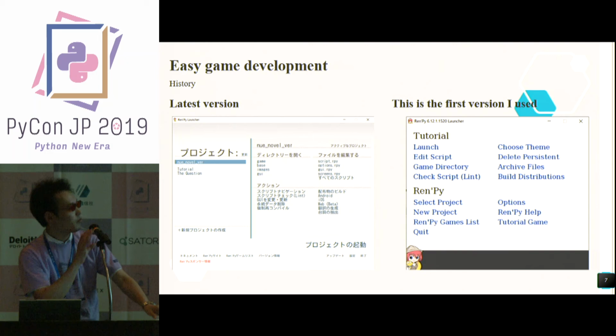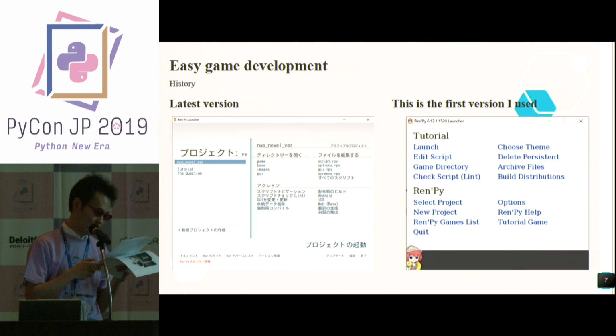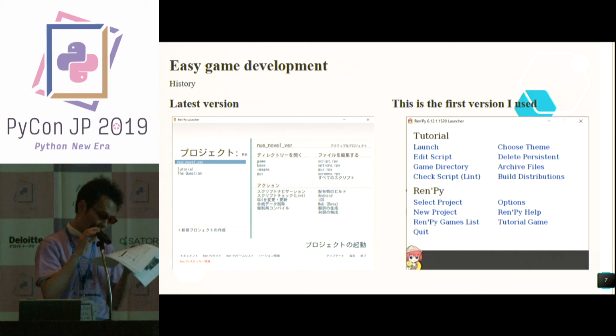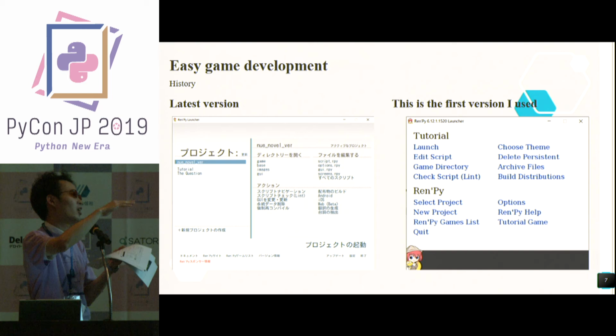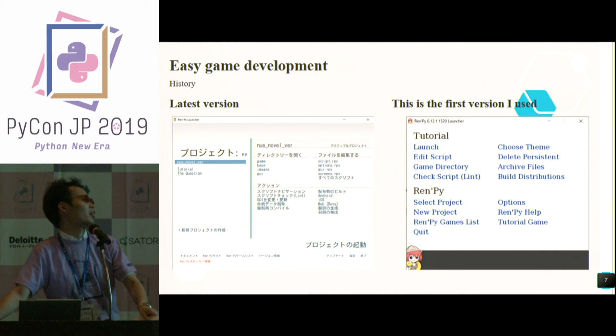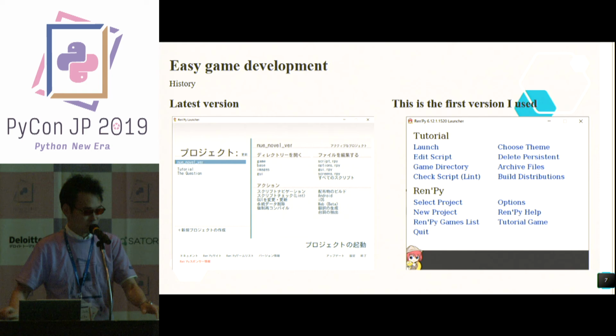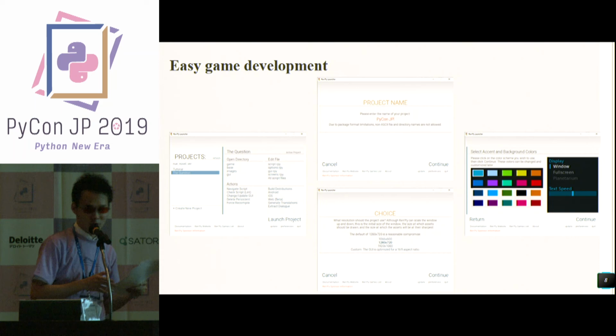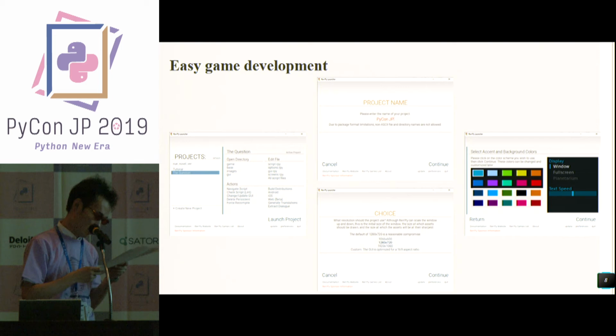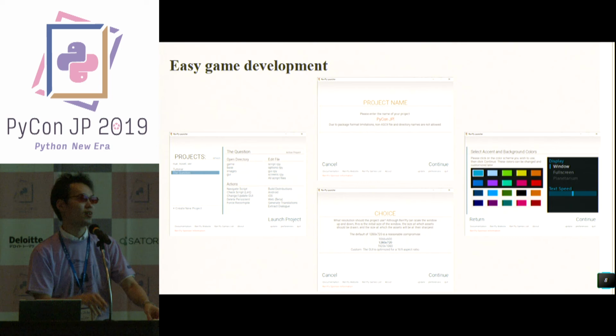Ren'Py has a development environment as shown in the figure. The figure on the right is the old version of the Ren'Py interface. The latest version has a very useful interface. For example, a simple visual novel can be created in three steps.